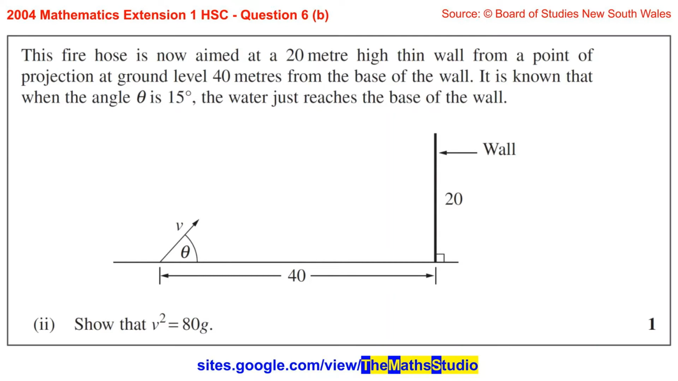This fire hose is now aimed at a 20-meter high thin wall from a point of projection at ground level 40 meters from the base of the wall. It is known that when the angle theta is 15 degrees, the water just reaches the base of the wall. Part 2. Show that v squared equals 80g.